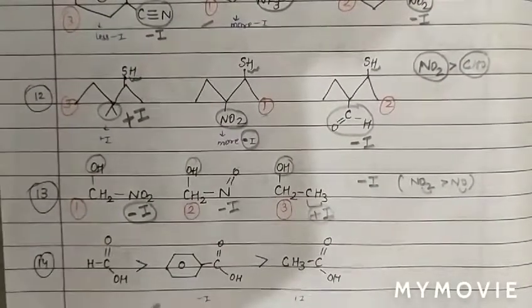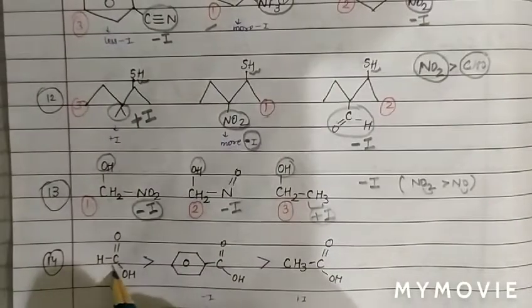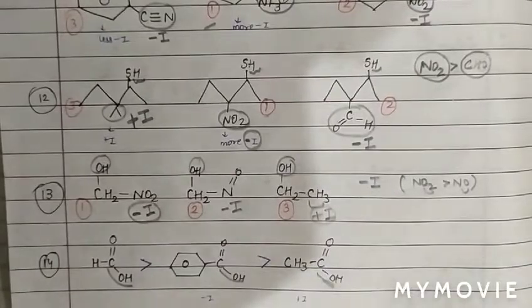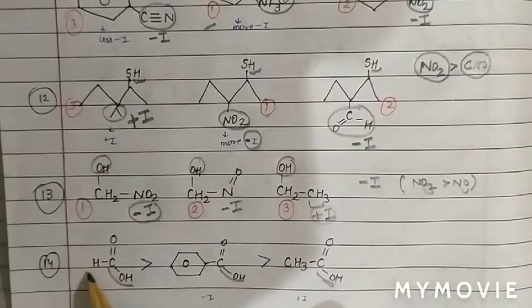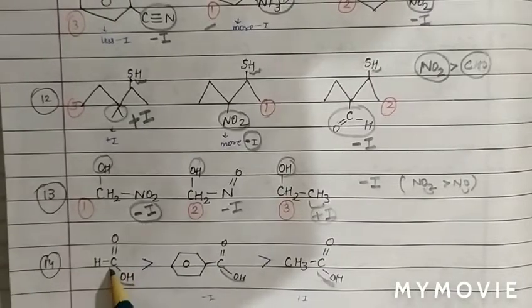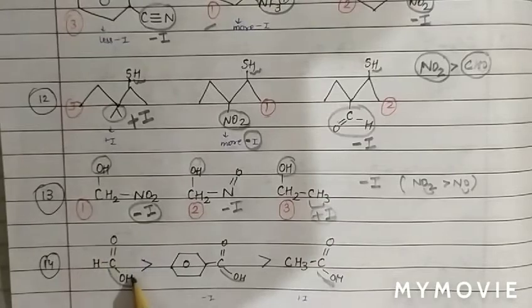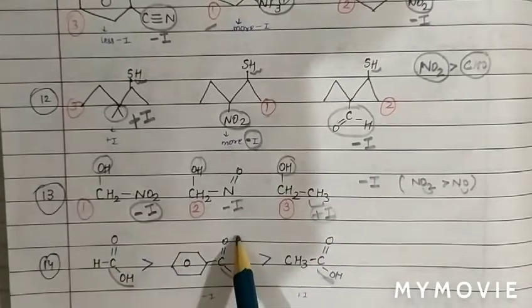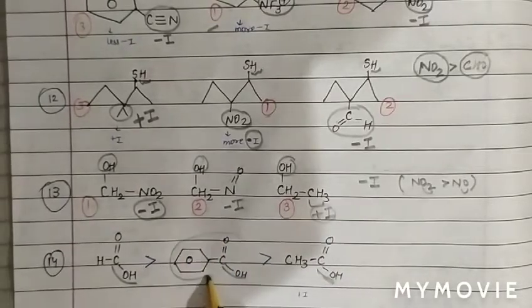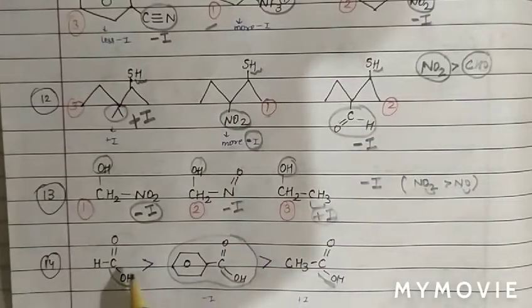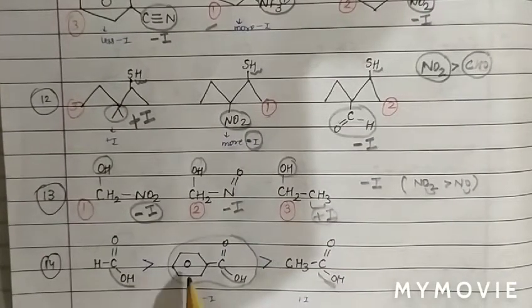The next question is again a comparison of acidic strength. We have to compare the acidic strength of this carboxylic OH group. As we can see, hydrogen can neither push electrons nor withdraw electrons. And we know that formic acid is a stronger acid than benzoic acid. This is a very important comparison you have to remember. The acidic strength of formic acid is more than benzoic acid.